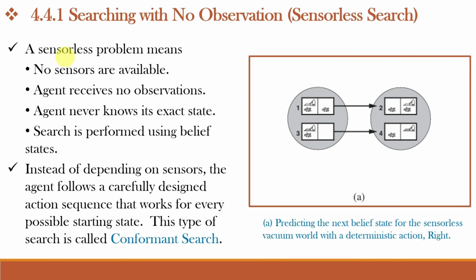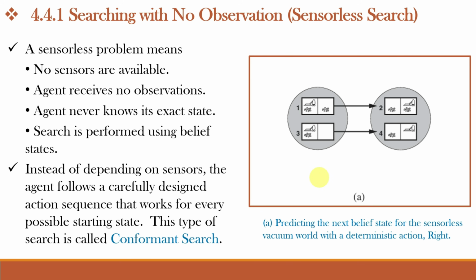The simplest partially observable problem is called a sensorless problem. Here, the agent has no sensors and receives no information from the environment. This may sound impossible, but surprisingly, many such problems can be solved. Instead of depending on sensors, the agent follows a carefully designed action sequence that works for every possible starting state, and this type of search is called conformant search. Why conformant search? Because one action sequence conforms to every possible situation.